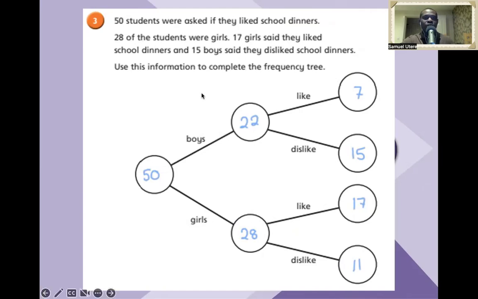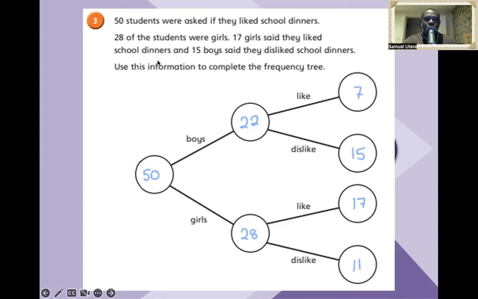minus 28. Next, you're told 17 girls said they liked school dinners. So you go down the leg for girls and down the leg for like, you put 17. If that's 17, then that should be 11. So you do 28 minus 17.